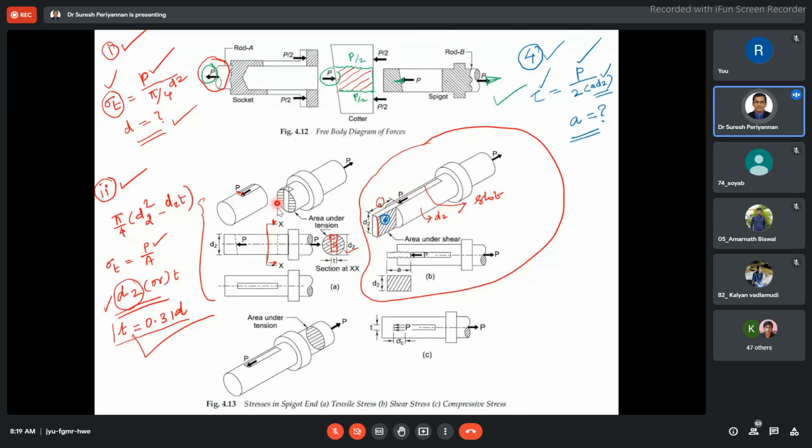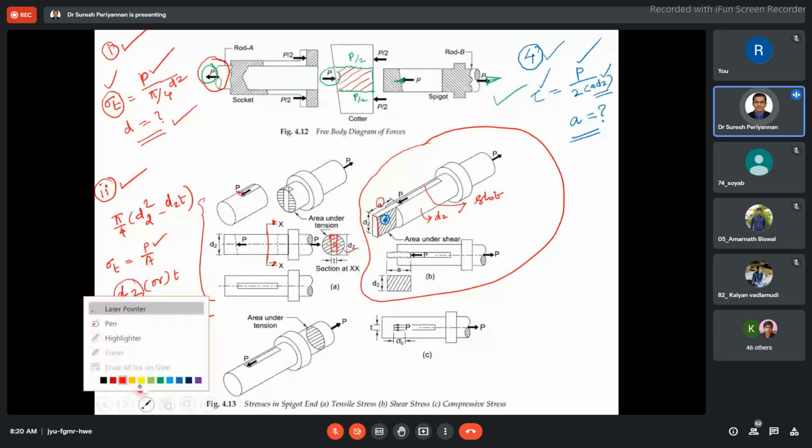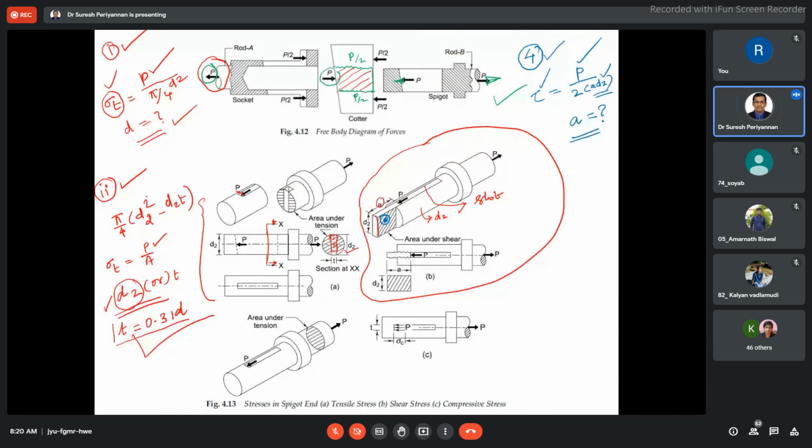This diameter is d2. Here one small mistake is there, I correct it now. It should be pi by 4 d2 squared minus d2 into t, because this is a slot. This region we have to avoid, subtract. The remaining region is going to be subjected to tensile failure.